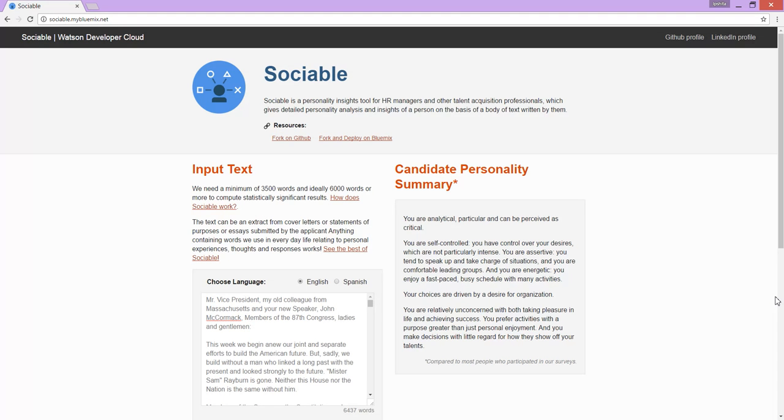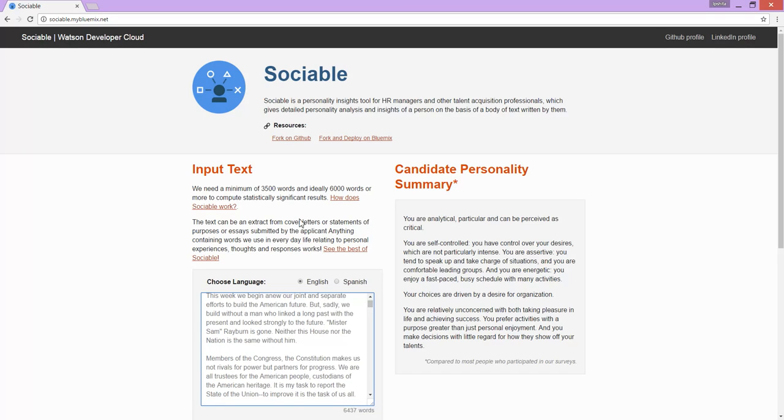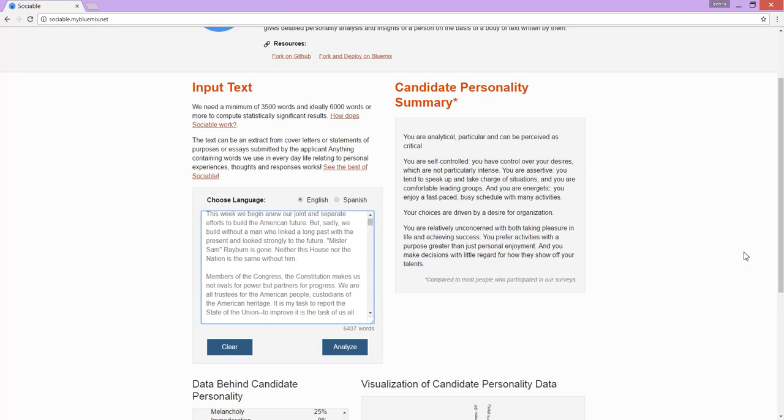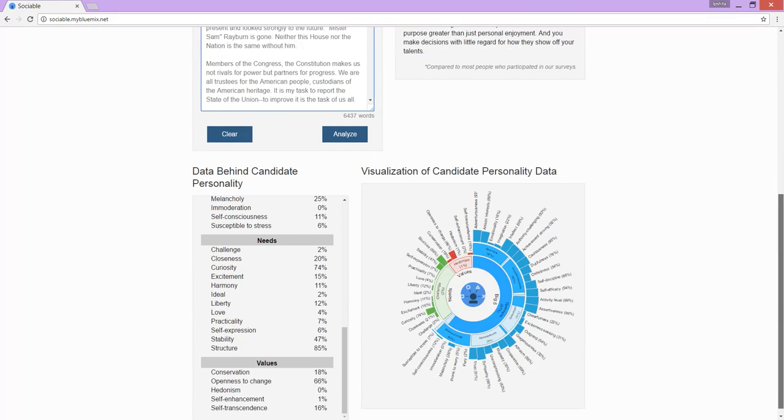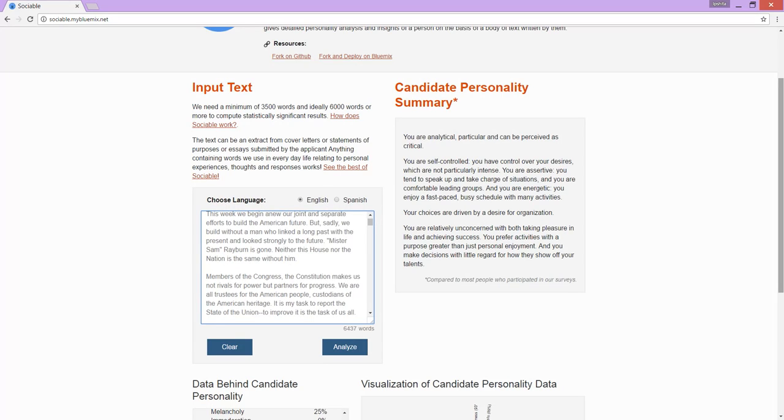For Sociable to work properly, we need a minimum of 3,500 and ideally 6,000 or more words, but for demonstration purposes, it is a minimum of 100 words in this text area. But for statistically significant results, we need 3,500 to 6,000 words or more. Currently, this is supported in two languages, English and Spanish. So in order to demonstrate my application, I will analyze a few of the famous speeches freely available in the public domain.